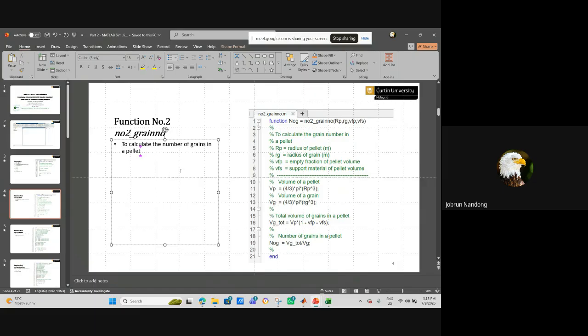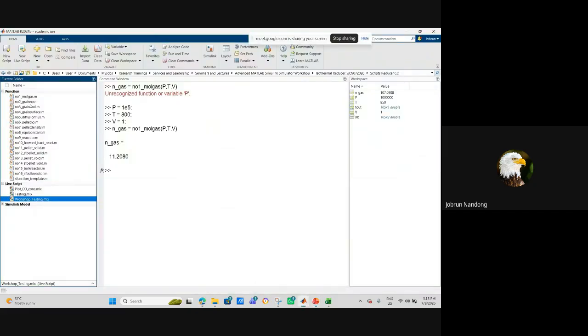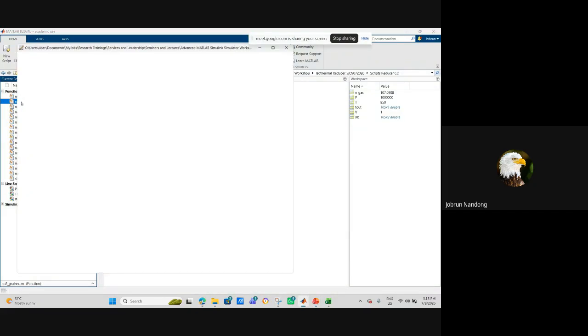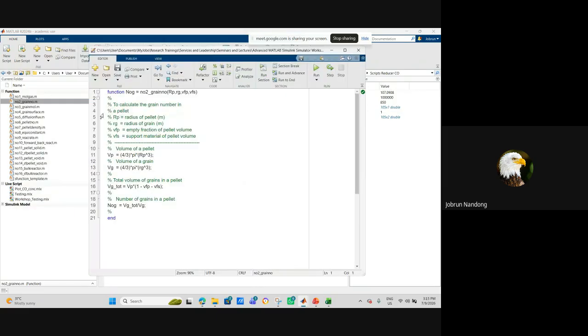So here we calculate the number of grains in the pellet. Again, I didn't write the equation here, but I do have what they call the ready-made function for that. Okay, this is the ready-made function for this one. The function, again, I just indicate as NOG. That is the output name, number of grains in a pellet. So just name it like this.